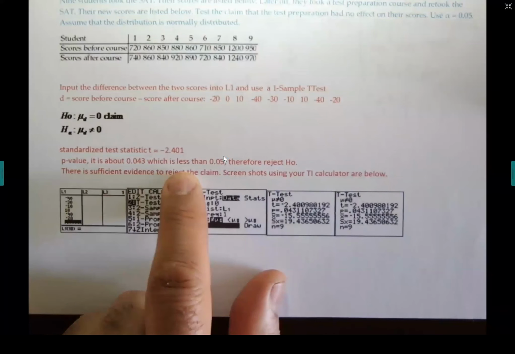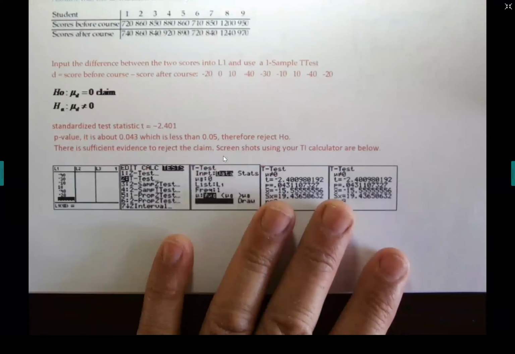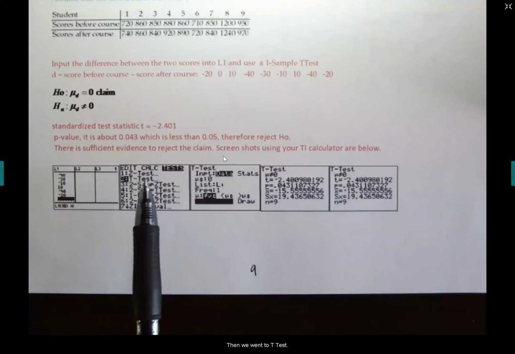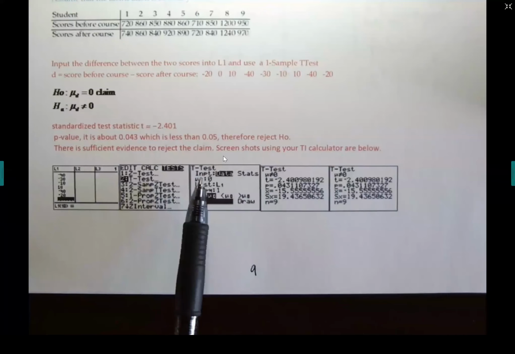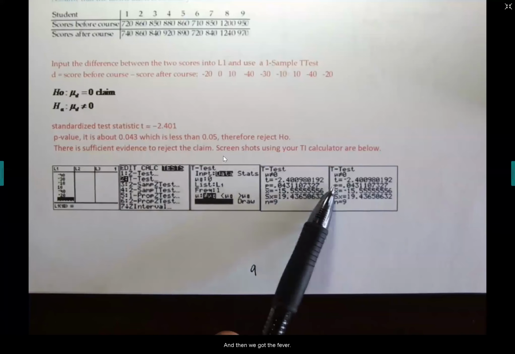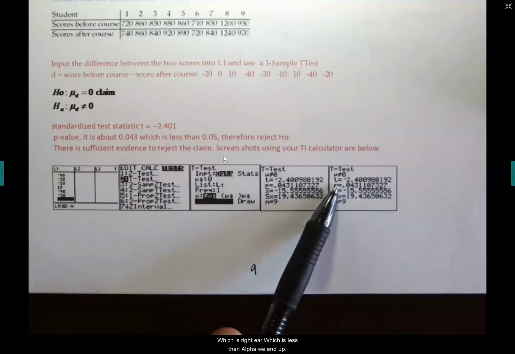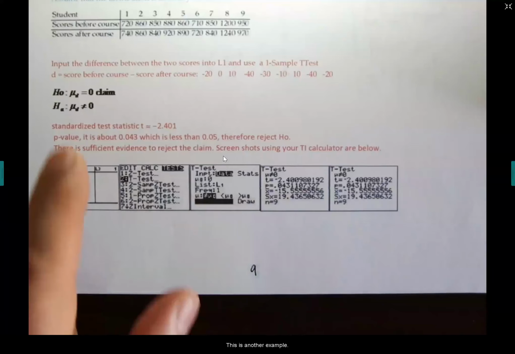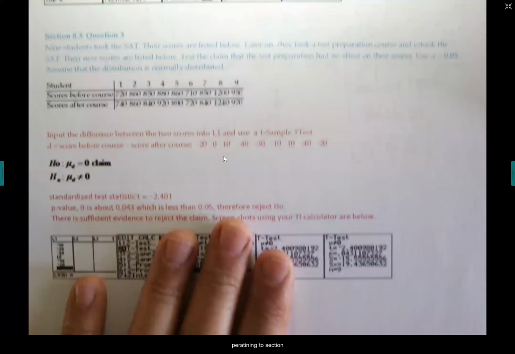And these are the screenshots, guys. So that's where I put in L1. Then we went to t-test. Then we went to data. It's always against 0. And these are the output, the test statistic T, and the p-value. And then we got the p-value, which is right here, which is less than alpha. We end up rejecting H0.